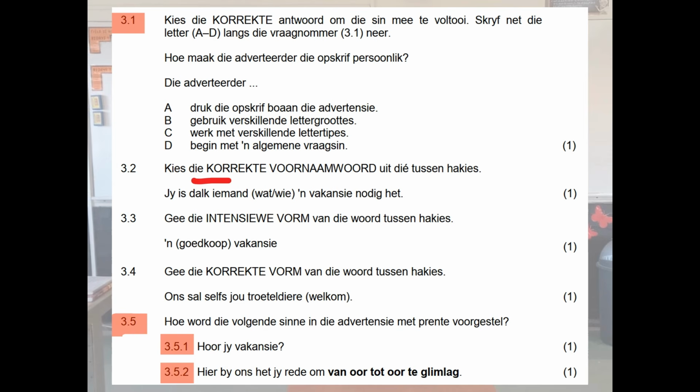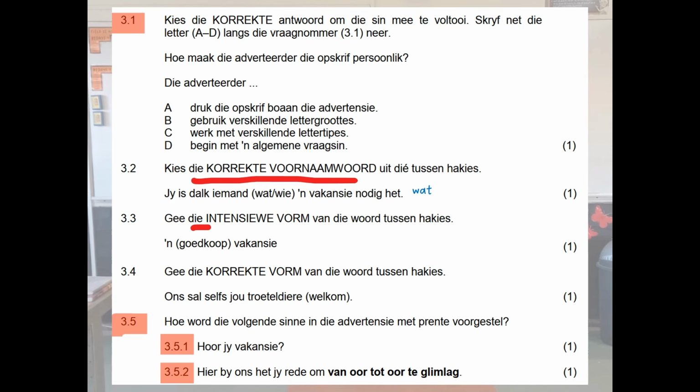So now we're going to 3.2, where it asks you for the correct pronoun. When we look at this one, it says, jy is dalk iemand wat of wie 'n vakansie nodig het. The correct answer in this case will be wat. I will show you in the rules why it is wat.